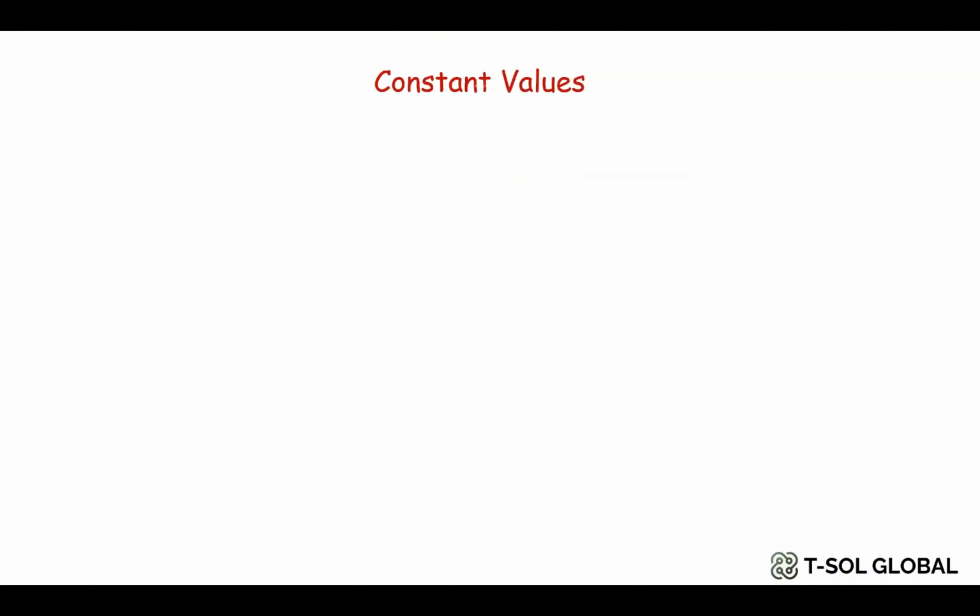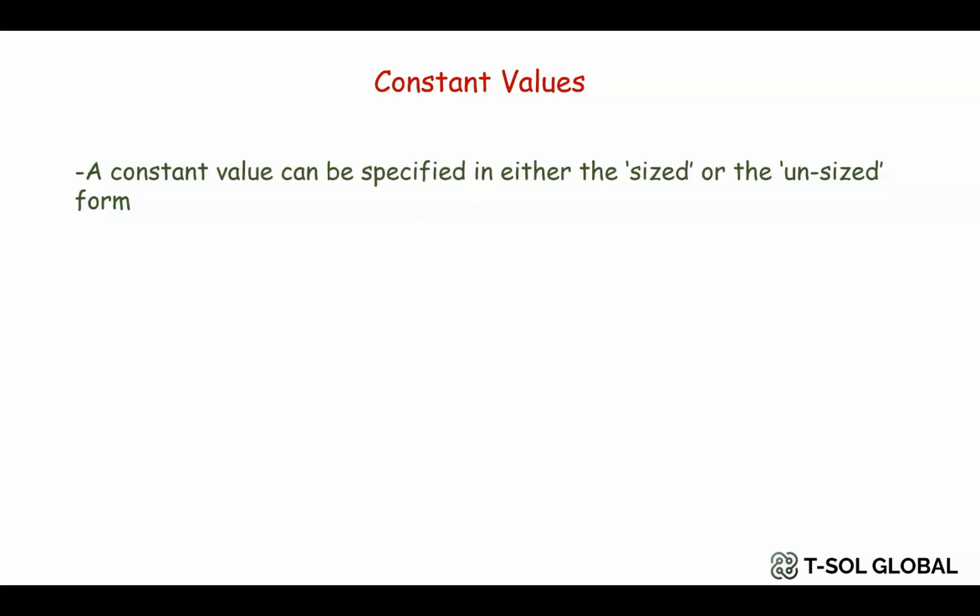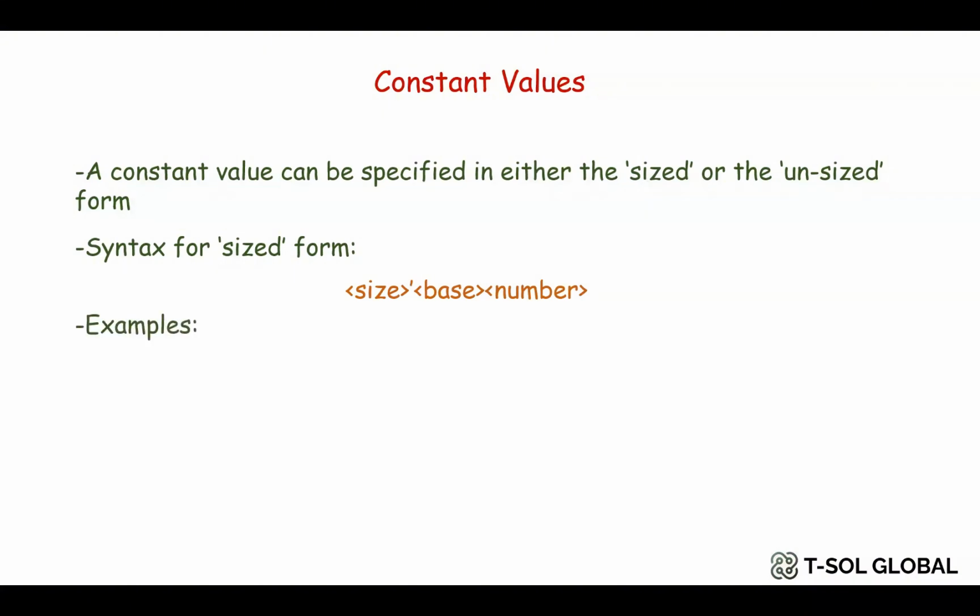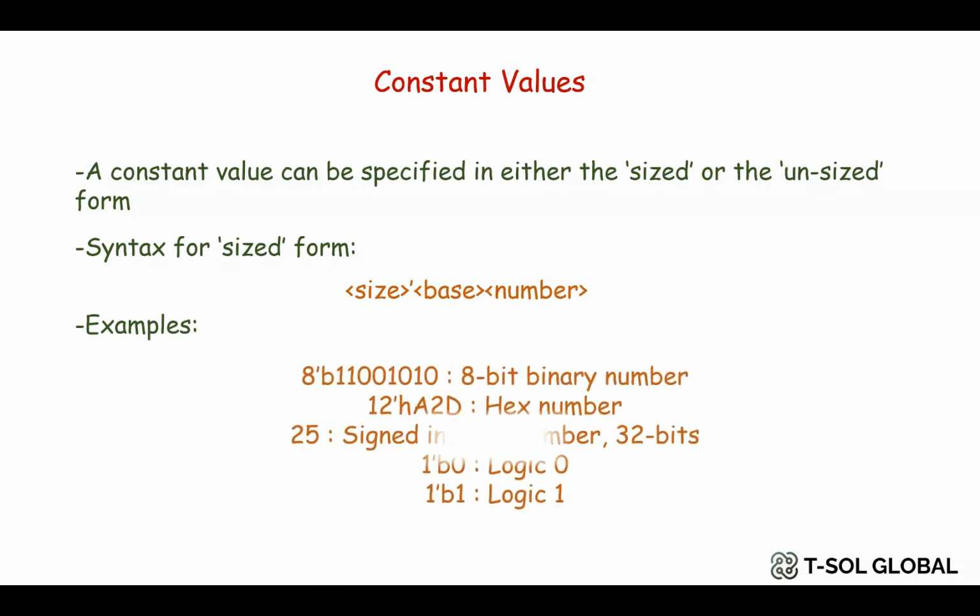So you can also have constant values in Verilog. A constant value can be specified in either the sized or unsized form. So the syntax for sized form is size, then the base and the number you want to define. So here we have some examples. The first one is 8-bit binary constant value. Second one is hexa number. Third one is signed integer. And the last two are logic 0 and logic 1 constant value.